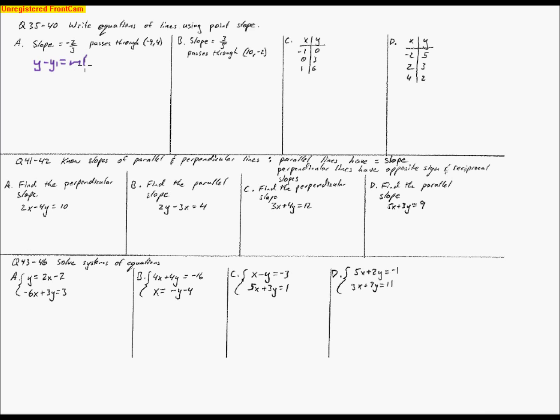It goes this way: y minus y1 equals m times x minus x1. So we substitute the slope in for m, the point goes in for x1 and y1. So let's go ahead and rewrite what we've got. y minus 4 equals negative 2/3 times x minus negative 9. And then from there we distribute, but anytime you see those minus negatives, change those to plus positives.